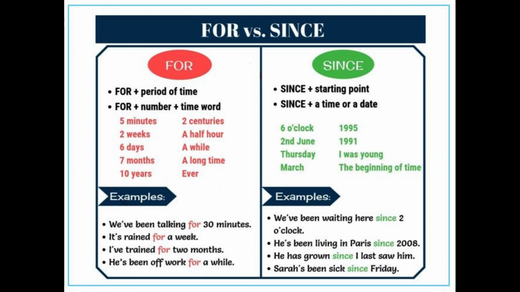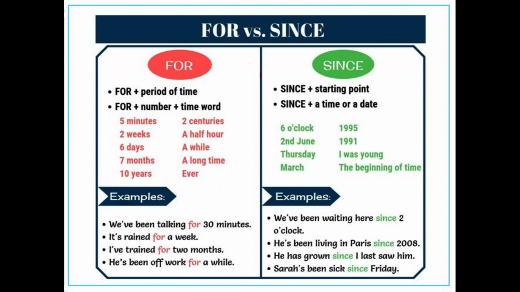So let's take a look at a few examples on the screen first. We've been talking for 30 minutes. So 30 minutes is a duration of time. So we are not going to say we've been talking since 30 minutes. We are going to say we have been talking for 30 minutes. And the same sentence could be said in another way using since if you want to mention a specific time.